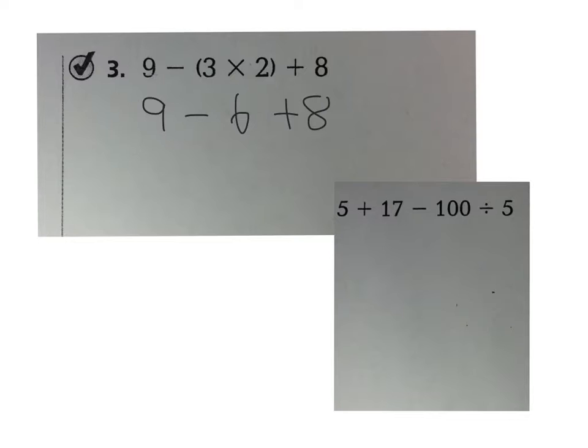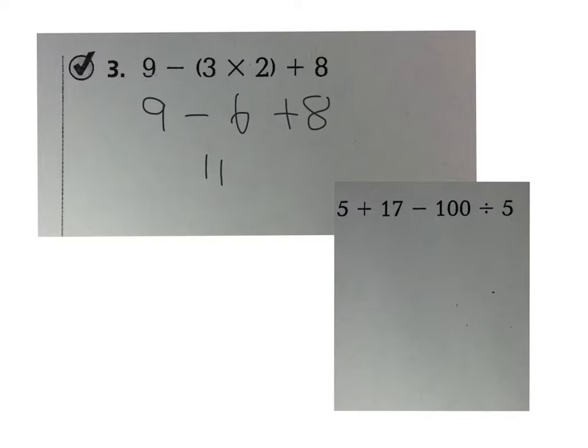So now I've got addition and subtraction next because there are no exponents and there's no multiplication and division. So I'm going to do the subtraction first because it comes first if you're reading it from left to right. So I'm going to do 9 minus 6 first, which is 3, and 3 plus 8, which is 11. So my answer to this expression, if it asks me to evaluate, would be 11.